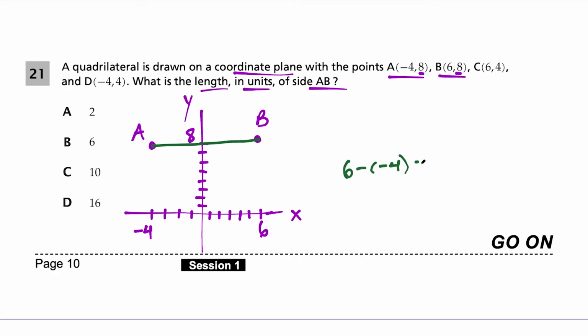So we have 6 minus negative 4 would change to 6 plus 4, and that would be equal to 10. So the distance would be 10. If we really wanted to, though, we could count. We could go 1, 2, 3, 4 to get back to the y-axis, and then we go another 6. So we were already at 4, now we're going 5, 6, 7, 8, 9, 10. So that would give us the distance of 10 going from point A to point B. Either way, our answer is choice C.